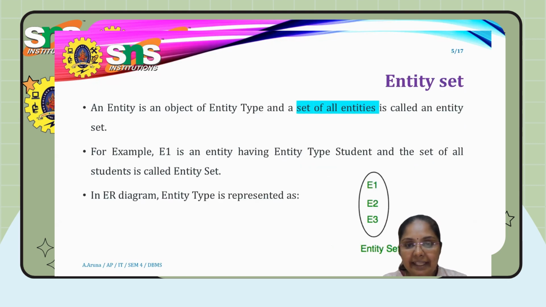The next thing is an entity set. An entity set contains a set of entities. For example, in a database management system class, student is an entity. An entity set is represented as a class. Student is an entity, and in a class we have 65 students. That can be called an entity set. This can be represented like this in our ER diagram.